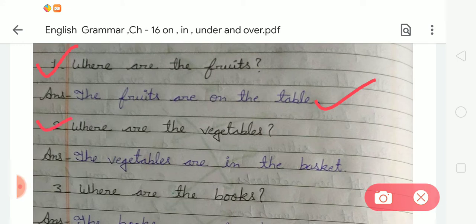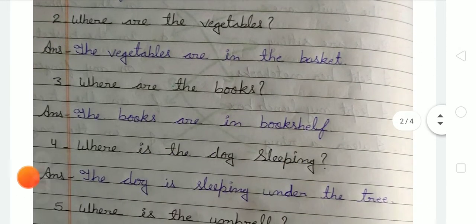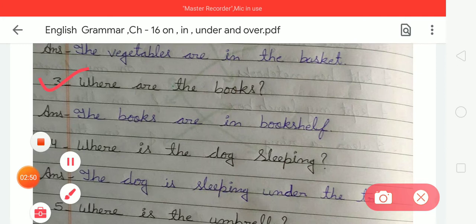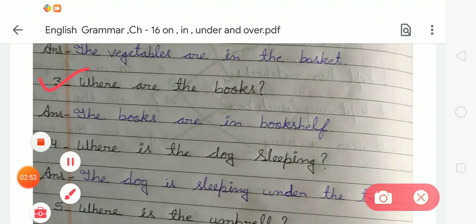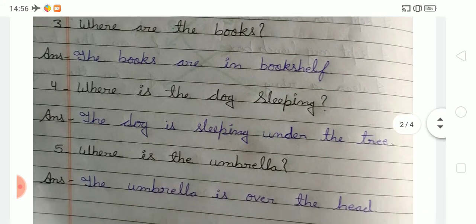Next question is, where are the vegetables? So we have to write the answer, the vegetables are in the basket. Okay, students? Now come to the next. Question number 3, where are the books? So we have to write the answer, the books are in the bookshelf. Okay? Bookshelf. Come to the next, number 4.